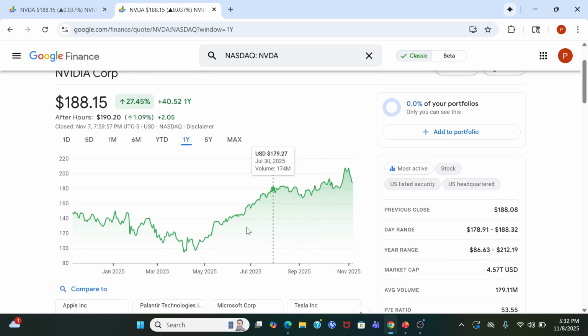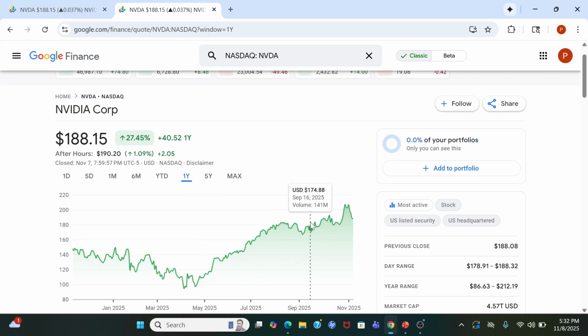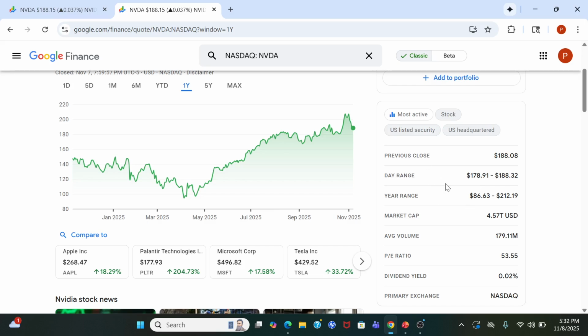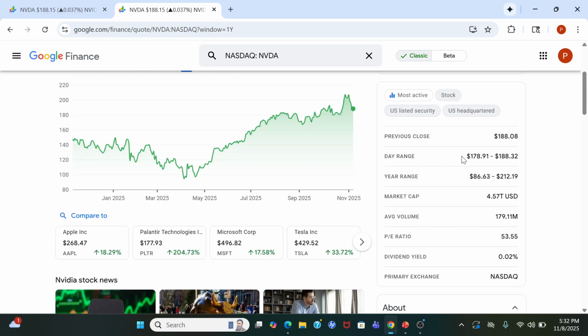So when you look at the page, this tells you the stock, the price, and the chart. And on your far right corner, it gives you a glance of the whole company. The previous closing price was $188.08. The stock trades in a range of about 178.9 to 188. The year range has been $86.62 to 212.96.